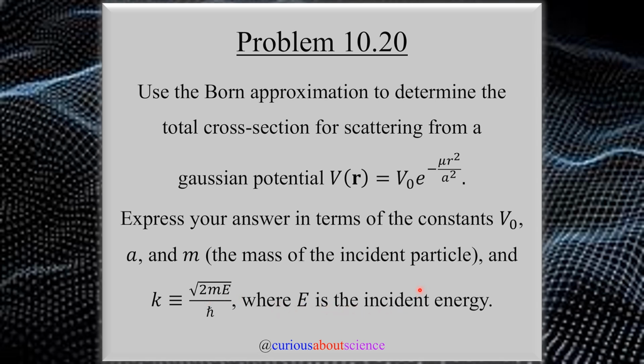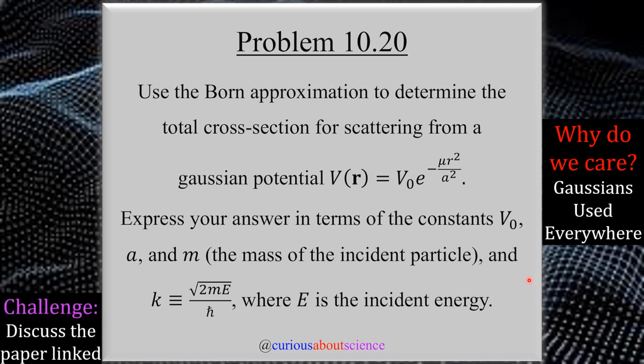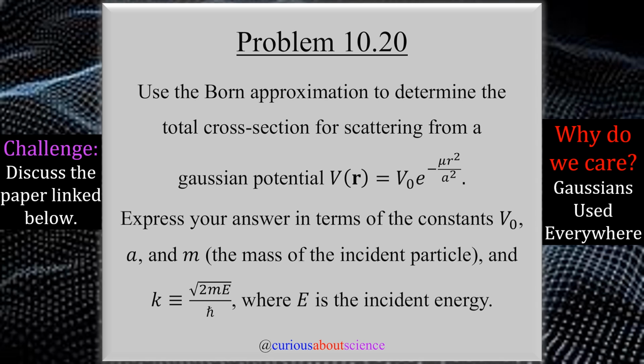And this is why we care, because Gaussians are used everywhere in quantum mechanics and all the derivatives of quantum mechanics, such as optics and things of that nature. Very, very cool stuff. Also, the challenge for you is that I would like to discuss the paper that the original image I just showed came from, because they talk a lot about the optics and about the scattering process. I found it very cool to dive into, but I think a more in-depth conversation would be fun.